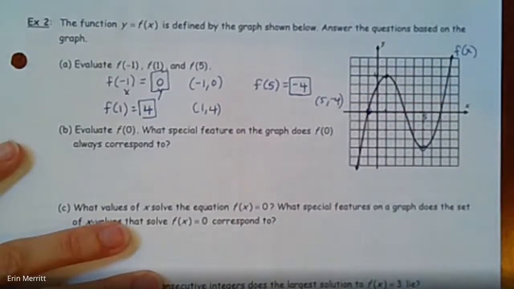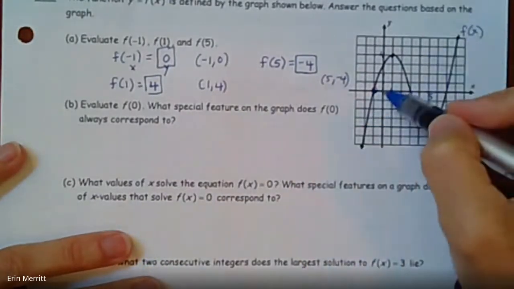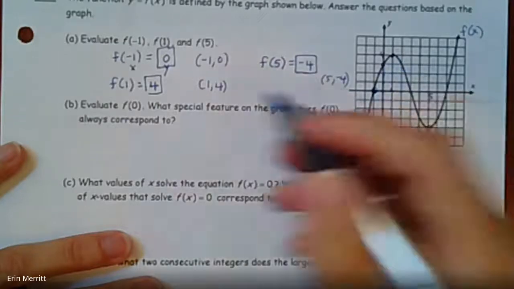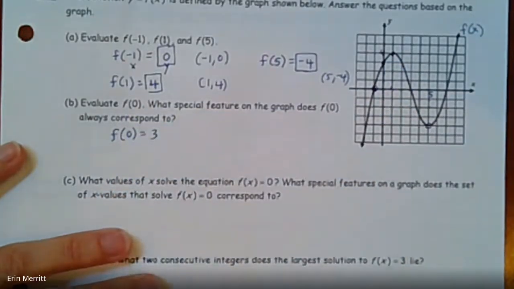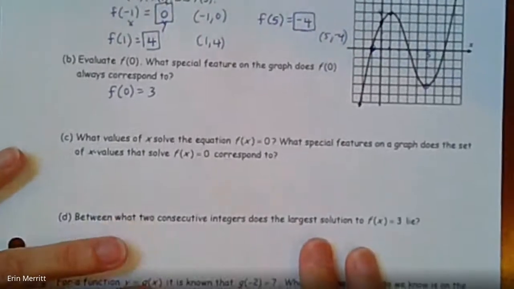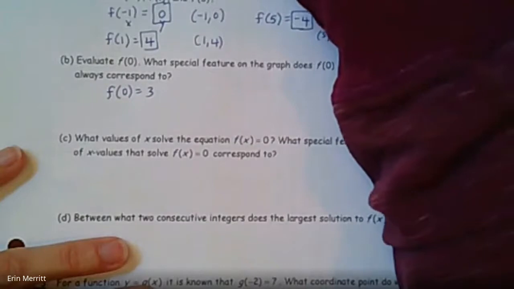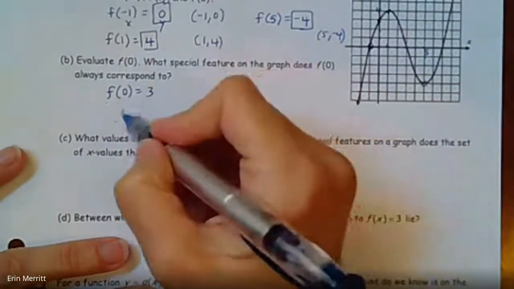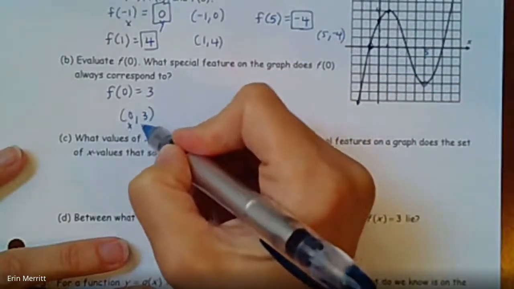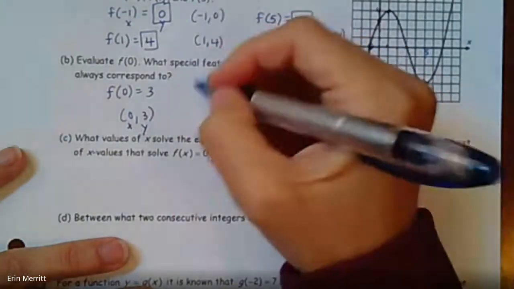When it says evaluate f of 0, go up 1, 2, 3, and there it is. So f of 0 equals 3. What special feature on the graph does f of 0 always correspond to? Special feature just means, what nice name do we have for that? When x is equal to 0, we have the point x, and then y. That is referred to as your y-intercept.